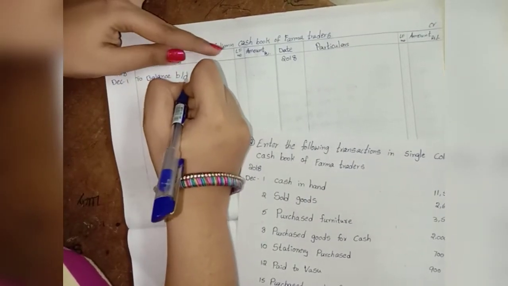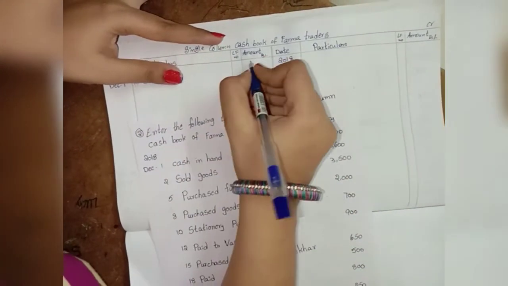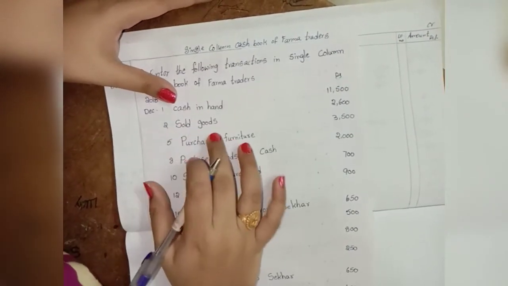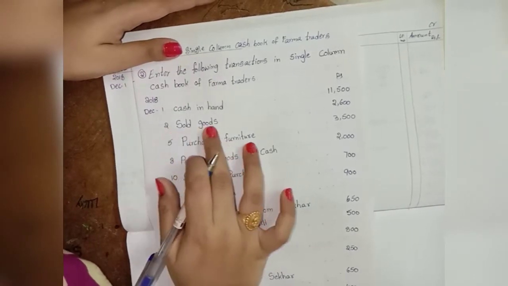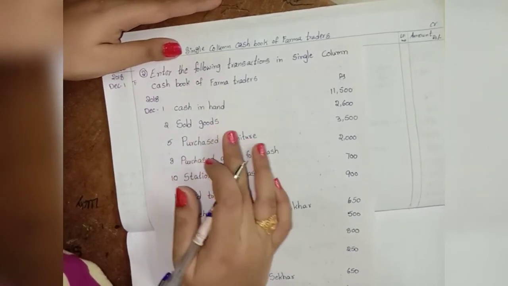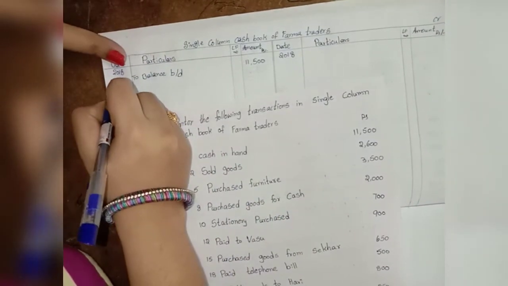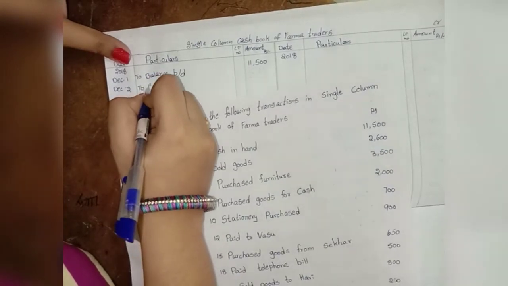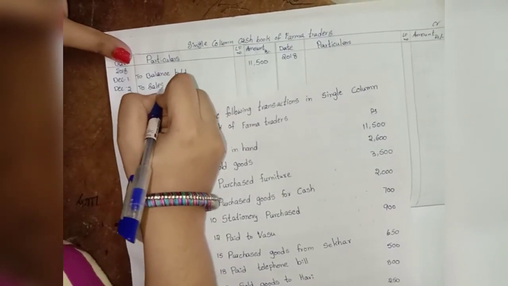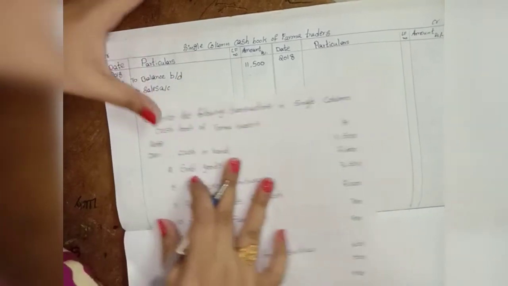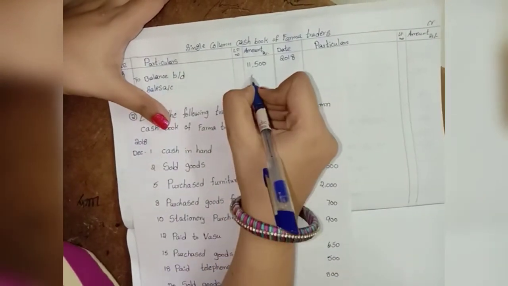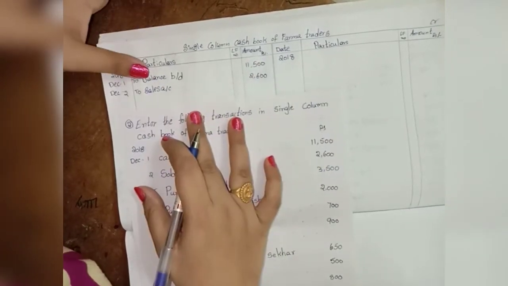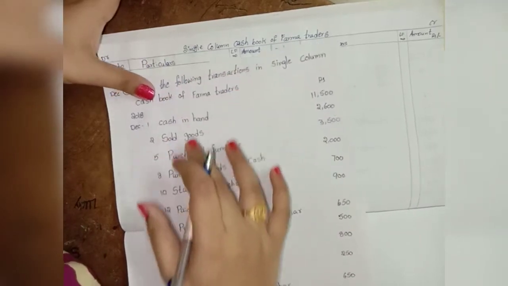Balance brought down. The amount is 11,500. And next, sold goods. The goods are going out and the cash is coming in. So December 2nd, to sales account. The amount is 2,600. The cash is coming into the business in the form of sales. So sales in debit side.